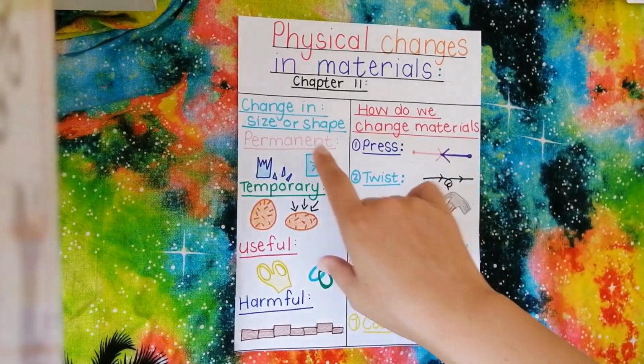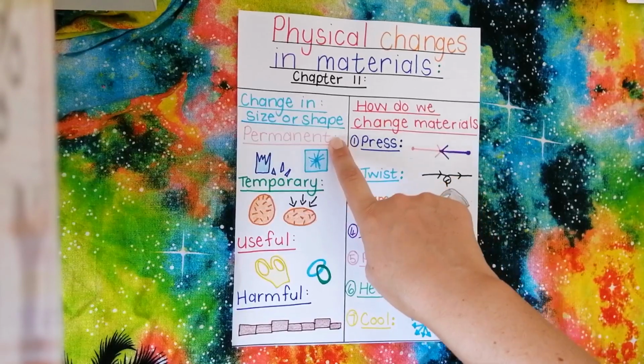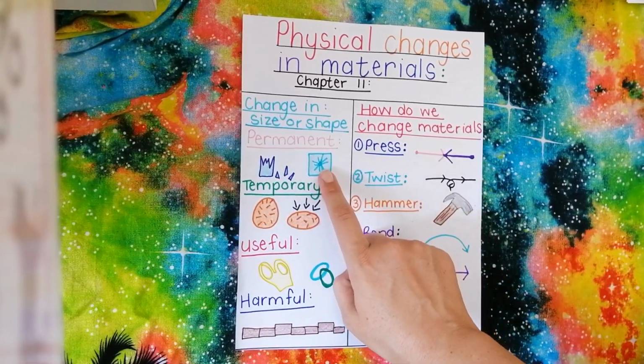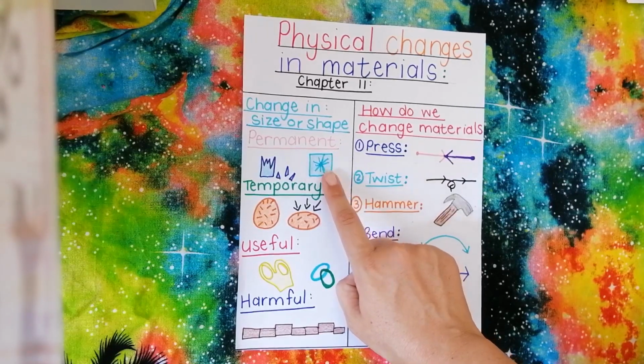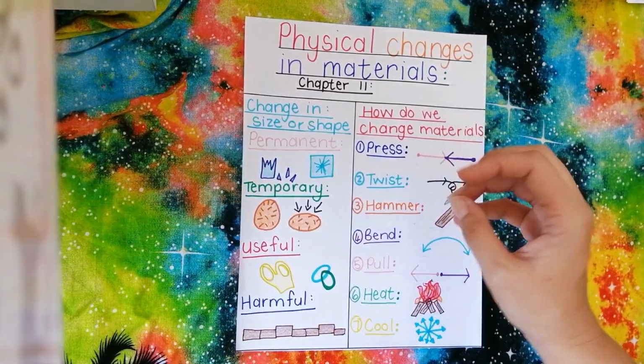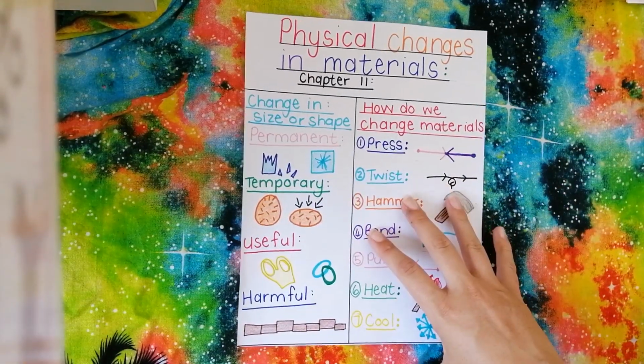Some changes are permanent and some are temporary. Permanent being forever. If we break a glass, this is a window, by the way. This is a cracked window. If we break a glass, it is permanent. We cannot make it whole again. We can't put the pieces back together.